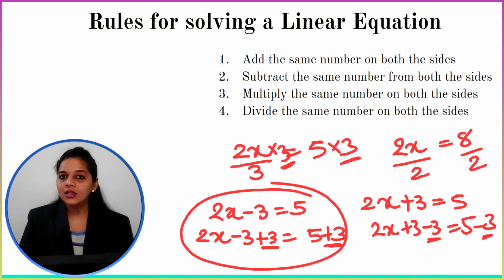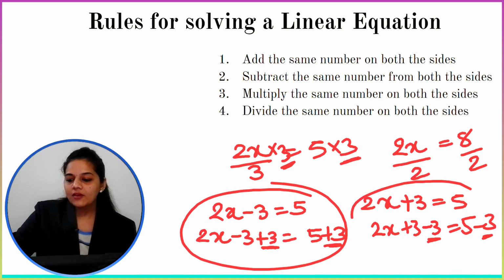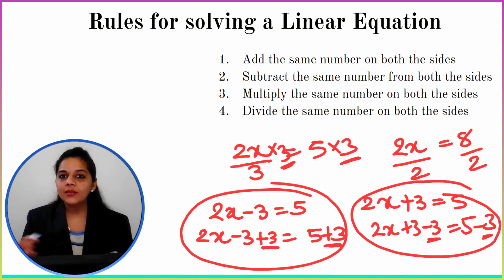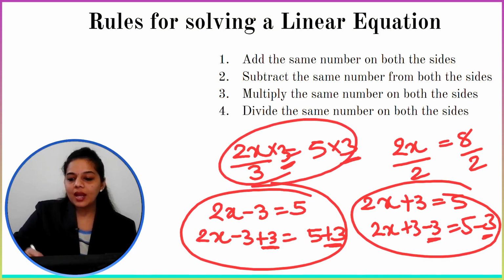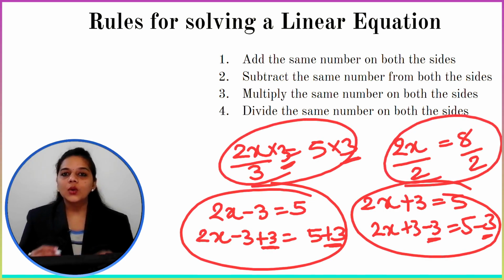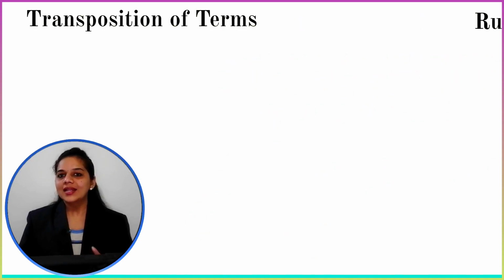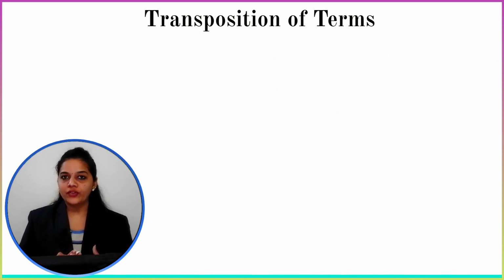So to recap, if you add the same number on both the sides, equality will remain the same. If you subtract the same number on both the sides, equality will remain the same. Multiply, divide, equality will remain the same. Equality will not change. Let's see transposition of terms.